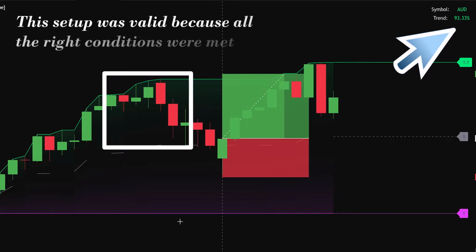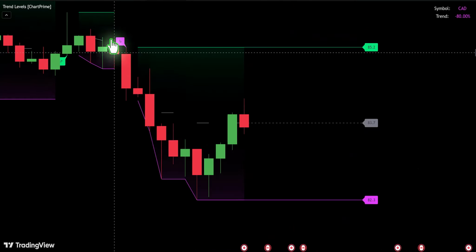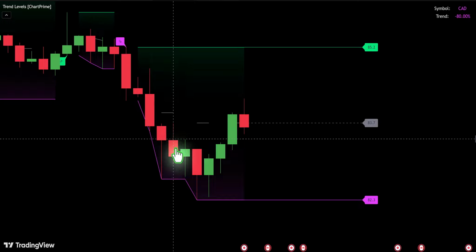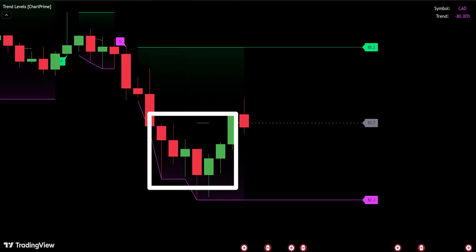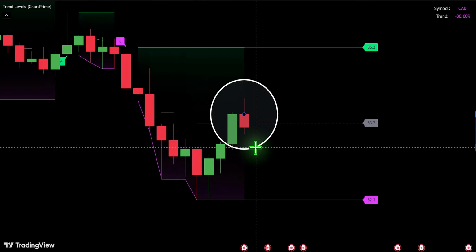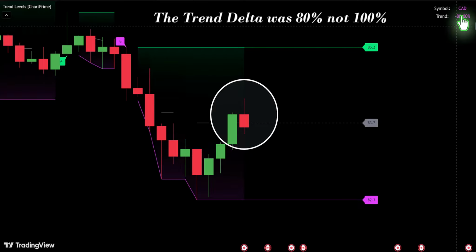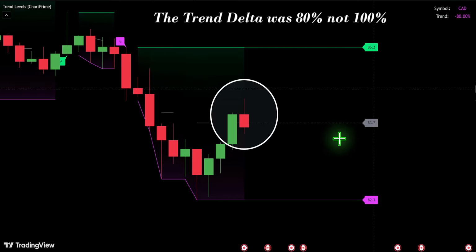Now let's look at a short setup. The candles were purple, showing a clear bearish trend. Then we had a clean 5-candle gap before the price pulled back. The pullback candle touched the midline with a wick, and again, trend delta was at 100%. That tells us the trend is strong enough to push prices lower.